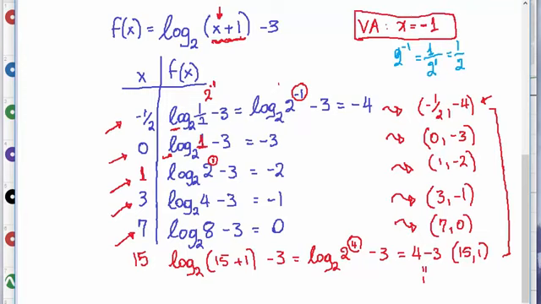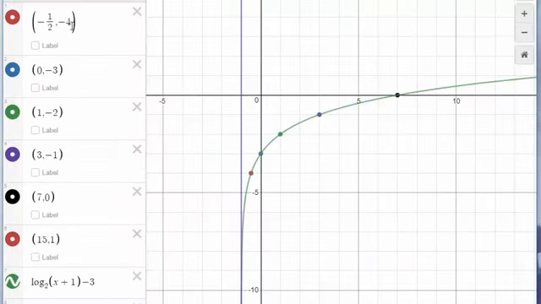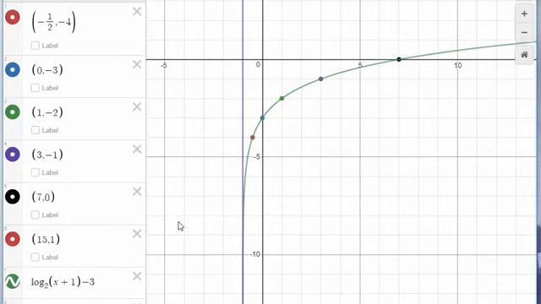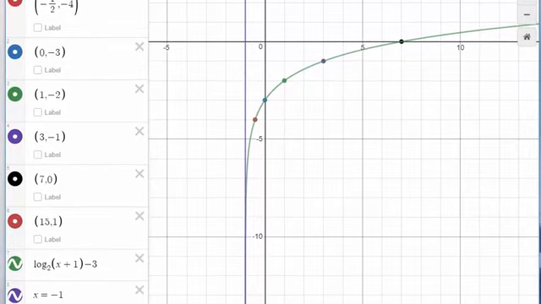So this is the graph that we obtain if we graph all the points from our table and connect them together in one curve. Writing down your vertical asymptote right here is extremely important for your graph. So x equals negative 1 should always be in your graph. Not just x equals negative 1, but the vertical asymptote that you get from the rule should always be in your graph.